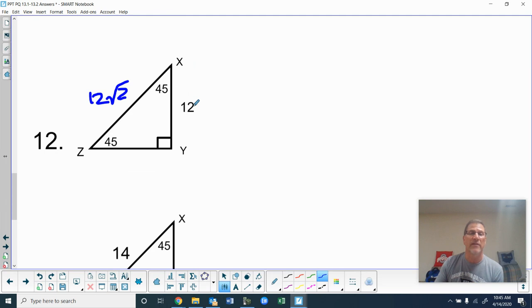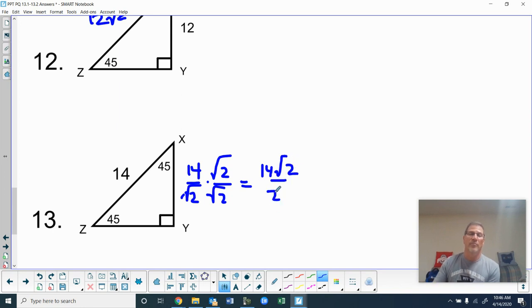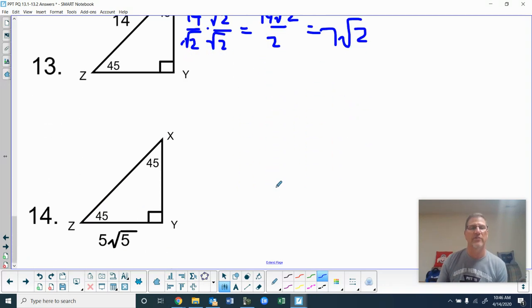Okay, so remember, when we went from this leg to the hypotenuse, we multiplied by the square root of 2. If we go from the hypotenuse to the leg, we do the opposite, divide by the square root of 2. And so XY would be 14 divided by the square root of 2. And remember, we got to rationalize, which is 14 times the square root of 2 over 2. But I can divide 14 by 2, so that is 7 times the square root of 2. No decimals, just radical form.